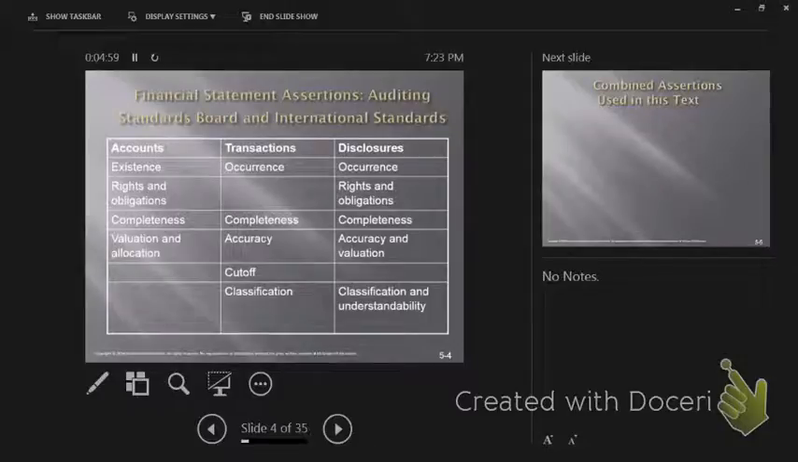So here are some auditing standards and different international standards. We have accounts, we have transactions, and we have disclosures. And you're going to see some of these words over and over again. So for instance, existence, rights and obligations, completeness, valuation and occurrence. All those occur, but they're different and they're more prevalent under different types of things. So for example, under accounts, do the accounts exist? Is that something we can test? Yes. Do we have the rights to those accounts? Are the accounts complete? Did we finish the journal entries? And do we have the right valuation? Are they valued at the right amounts? Those are all things we can test for under the accounts.